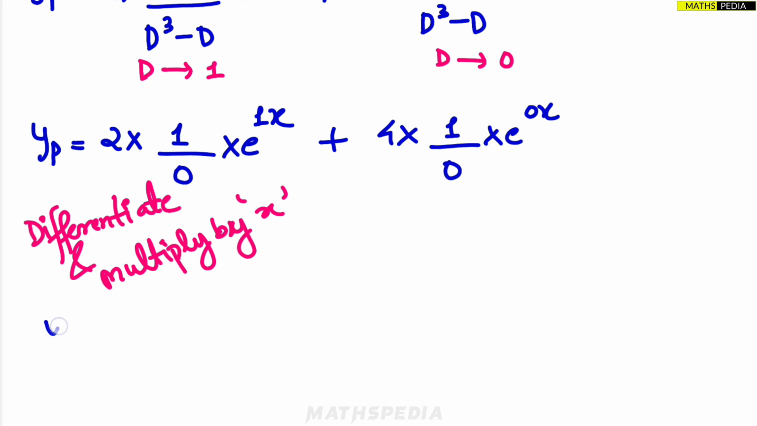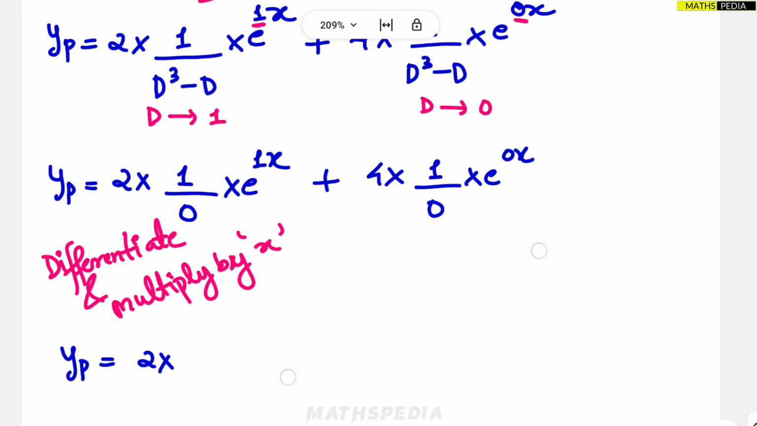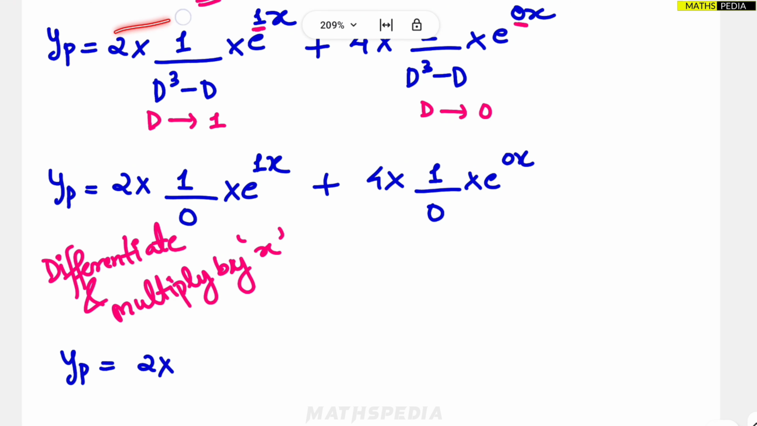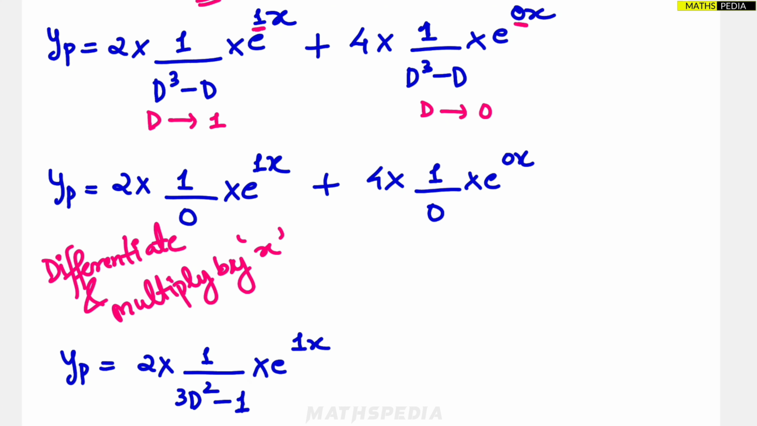That means yp is equal to 2 into, so I'll show the function here. Which function we have to differentiate? This function. What we are going to differentiate? Only the d function. Function of d we are going to differentiate. So 2 into 1 divided by, differentiate d cube, differentiation 3d square, and minus d differentiation is nothing but 1, so minus 1 into e power 1x. That all remains the same, okay?